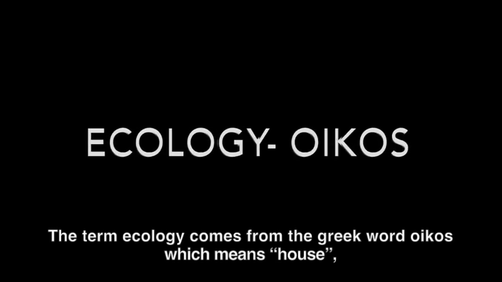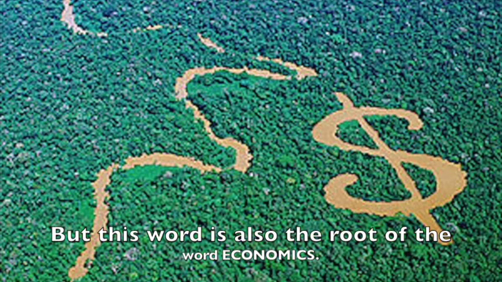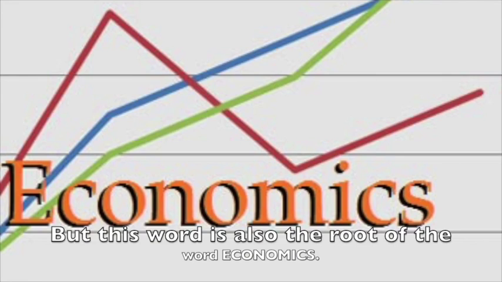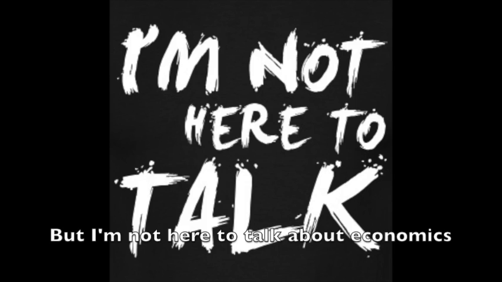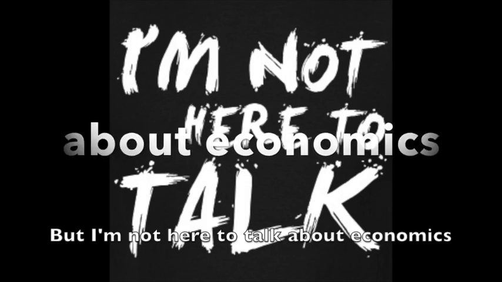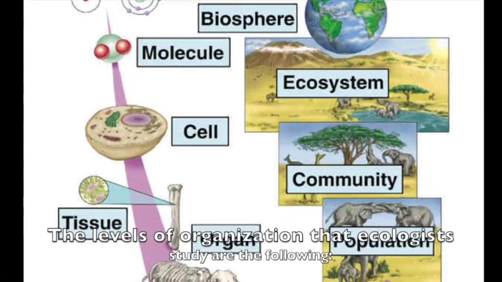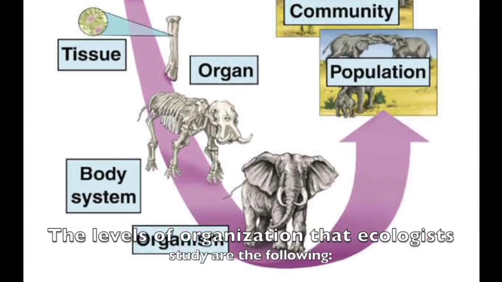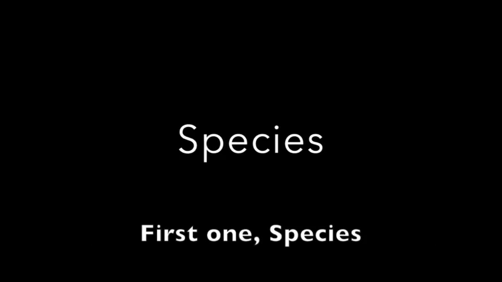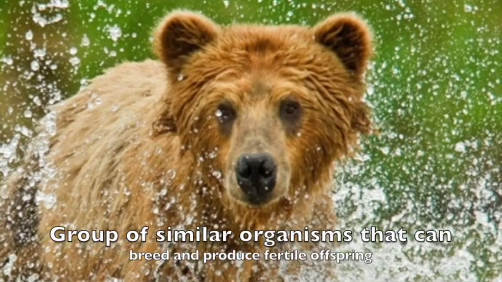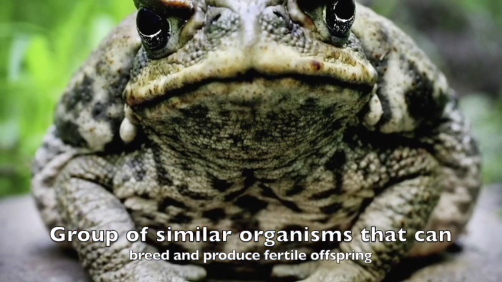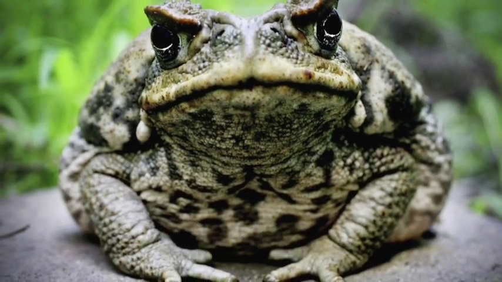The term ecology comes from the Greek word oikos, which means house, but this word is also the root of the word economics. But I'm not here to talk about economics. The levels of organization that ecologists study are the following. First one, a species: a group of similar organisms that can breed and produce fertile offspring.